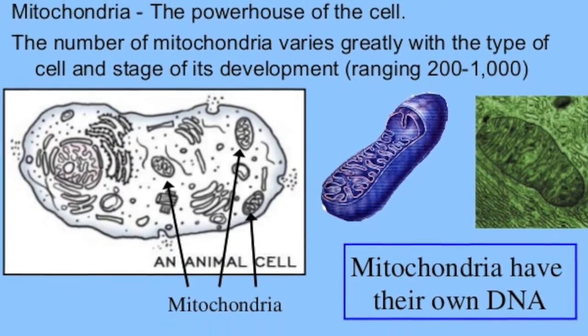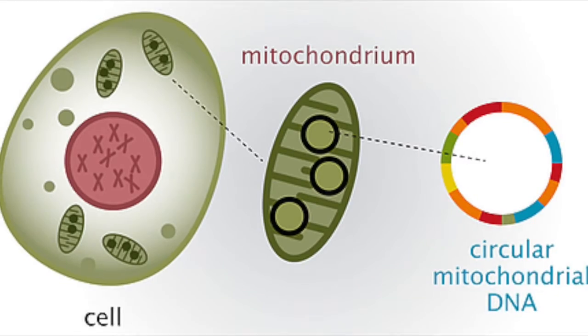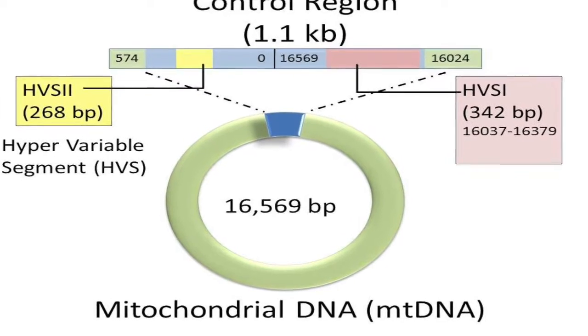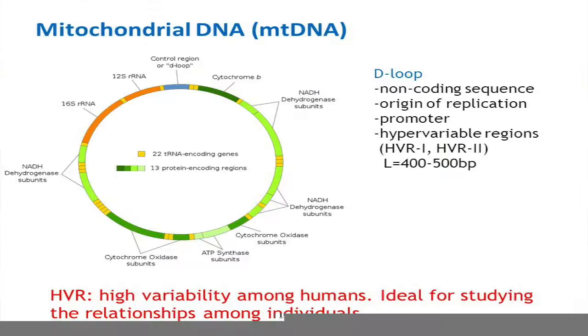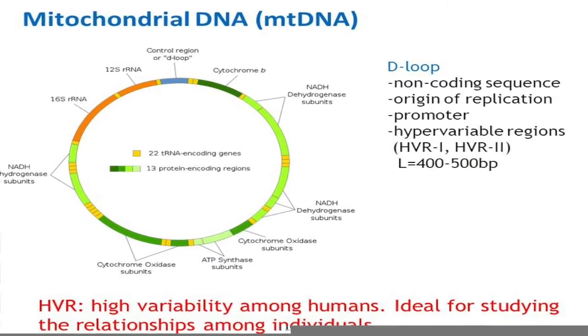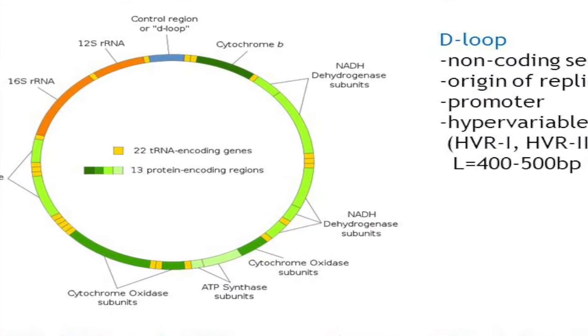Mitochondrial DNA, also known as mtDNA, is a small circular DNA molecule located in the mitochondria. It is approximately 16,569 base pairs long and consists of 37 genes and a control region, also called a non-coding region, since it does not code for any gene products.